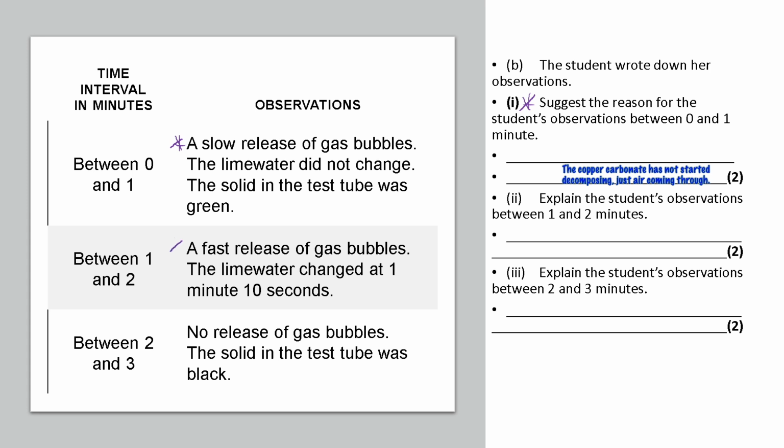Then for the second time interval, we have a fast release of gas bubbles and the lime water changed at 1 minute and 10 seconds. So here the copper carbonate has started to decompose, which means carbon dioxide is being produced, making the lime water go cloudy. And then at our third time interval, we've got no release of gas bubbles. The solid in the test tube was black, and that's because the solid in the test tube is the copper oxide, and so all the copper carbonate has already decomposed, therefore no carbon dioxide is being produced.